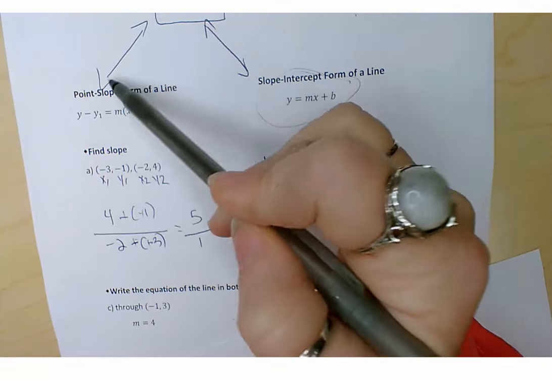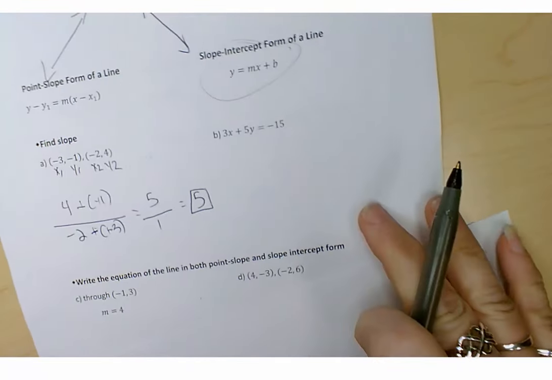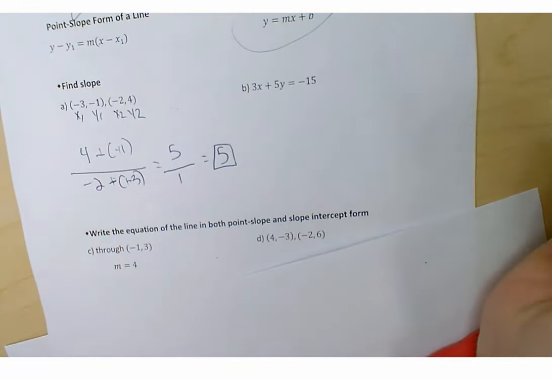Where would you be climbing? Upstairs is your positive slope. Downstairs is your negative slope. Let's go ahead and find slope here for example B.